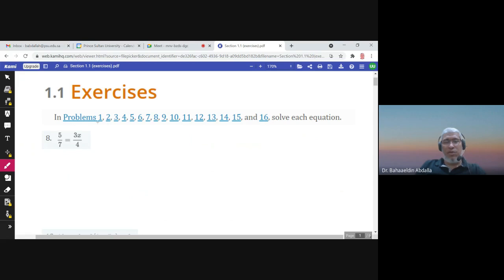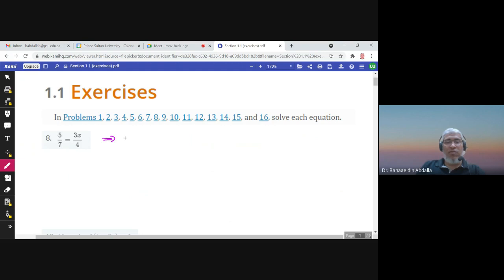These are some exercises about section 1.1. In all of these problems, we need to solve each equation. So question 8, for example, solve this equation. Well, I can solve it really in two ways. I can just multiply cross product.